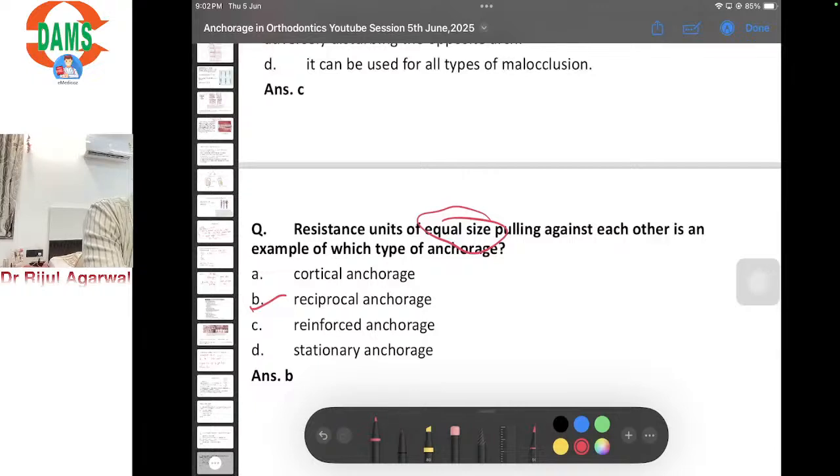Next session on cephalometrics, please. Okay, I have kept it. I think next to next is on cephalometrics, so it will be taken care of. Okay, anything else? Okay, otherwise I'll close the session.